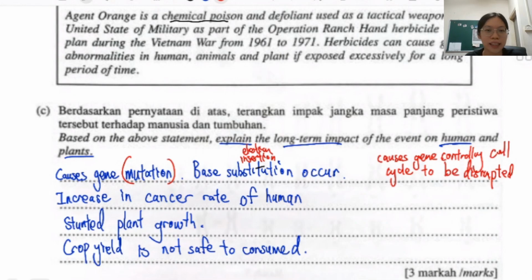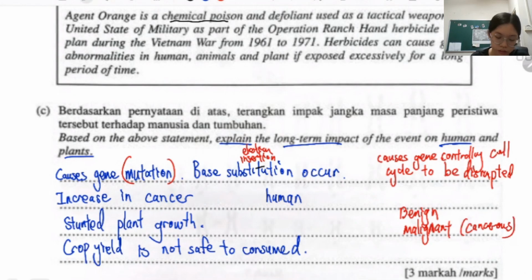Normally in SPM, we would mention it is a malignant tumor. Actually, tumors are divided into two, benign tumor and malignant tumor. But normally we would talk about the malignant tumor, whereby it is a cancerous tumor, so it is cancer. So it increases the rate of cancer among humans.